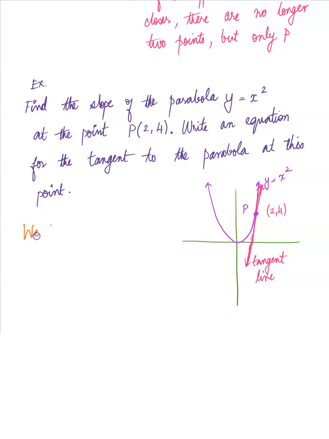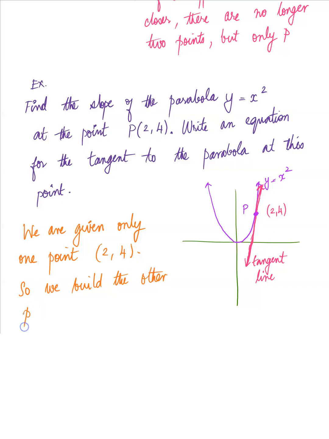Okay. So I'll just say we are given only 1 point, which is 2,4. So we build the other point. Now remember, you're building the other point, which is a hypothetical point, but then we know that that point is slightly away from this point P, right? Very, very close to P, but it's a little away from P by a distance of h units. That h could be any value, right?